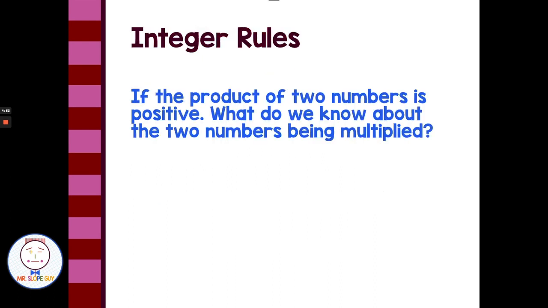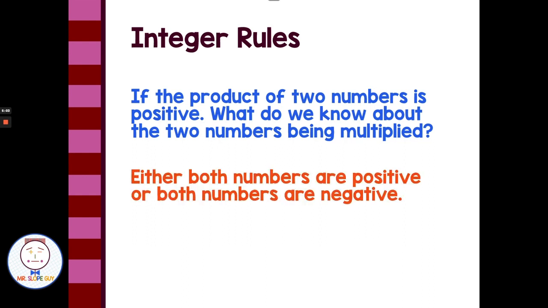So if the product of two numbers is positive, what do we know about the two numbers being multiplied? If my answer is positive, then the two numbers being multiplied would either both have to be positive or both numbers would have to be negative.